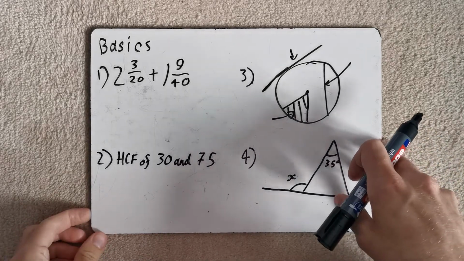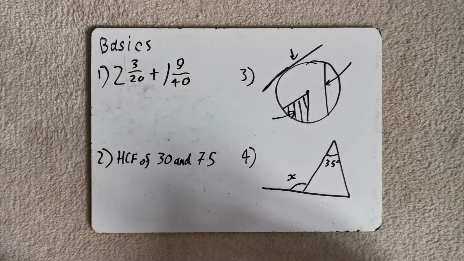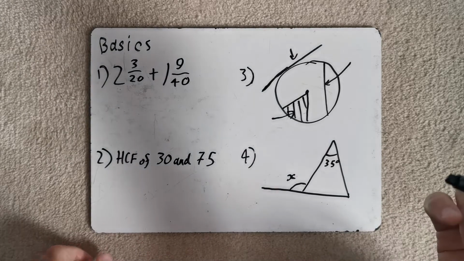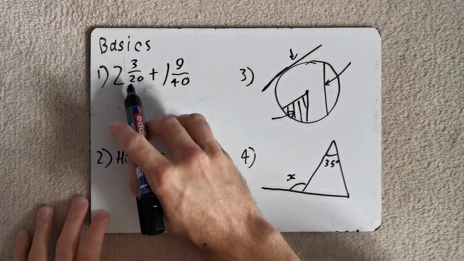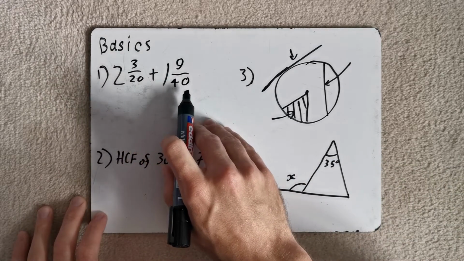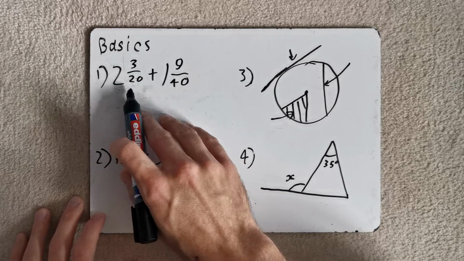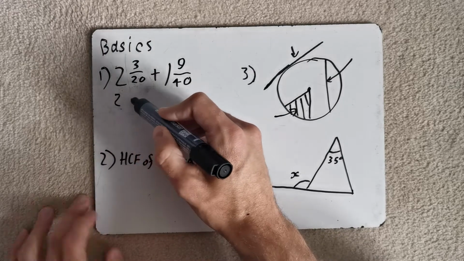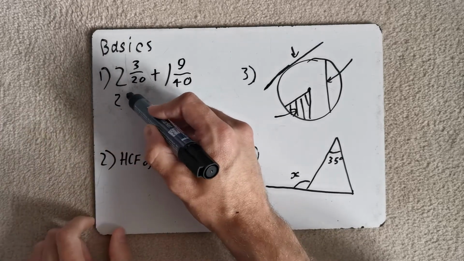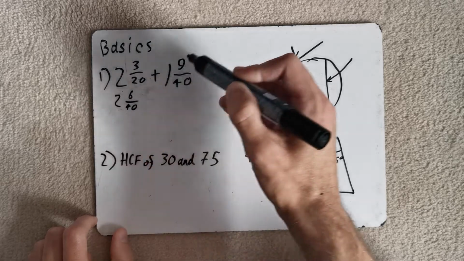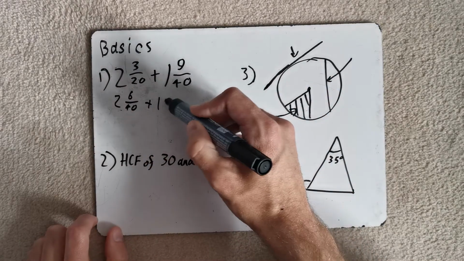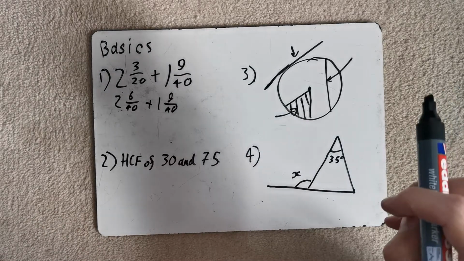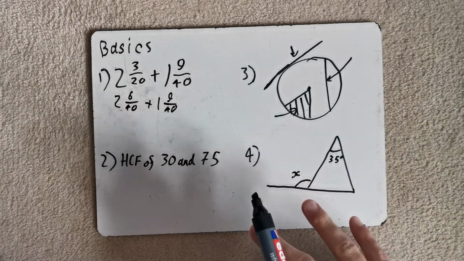Okay, right, so first one, we've got two mixed numbers and we're adding them. So we need to give them the same denominator. They both go into 40, so let's make this one out of 40 as well. So that becomes 2 and 6 over 40, because we'll double the top and the bottom, add 1 and 9 over 40.